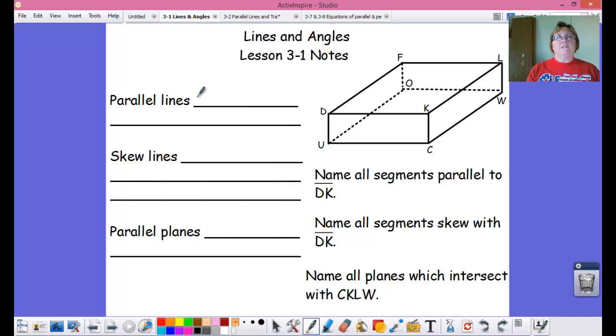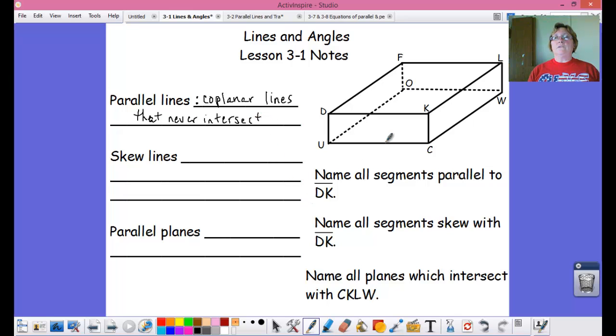Most of us have a working definition for parallel lines that says that they are lines that will never intersect. And for the most part that is true, but you do need to add one little qualifier with it. In order for lines to be parallel, they have to be in the same plane, or there has to be a plane that will contain them both. So parallel lines technically are coplanar lines that never intersect. And I'll show you what I mean by that here in just a second.